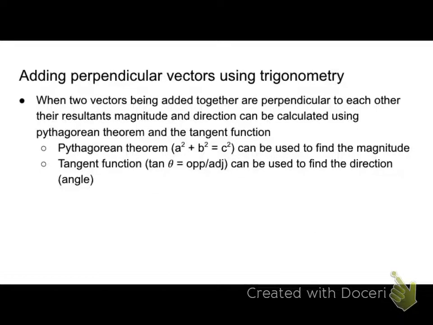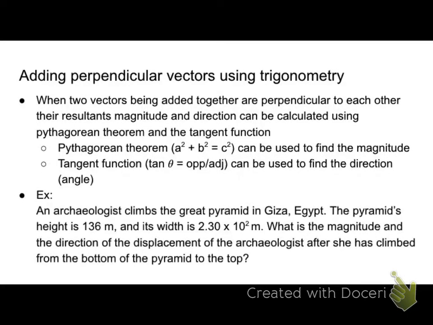Let's think of an example problem. So in our example problem, there's an archaeologist climbing the Great Pyramid in Giza, Egypt. They know the pyramid's height is 136 meters, and they know its width across the entirety of the bottom of the base is 2.30 times 10 to the second meters. So they want to calculate the magnitude and the direction of their displacement after they have climbed from the bottom of the pyramid all the way up to the top, assuming that they run a straight line from the middle of the base up to the peak.